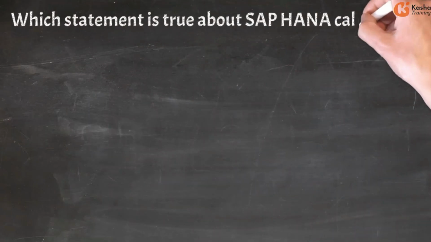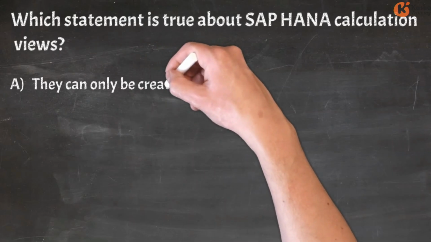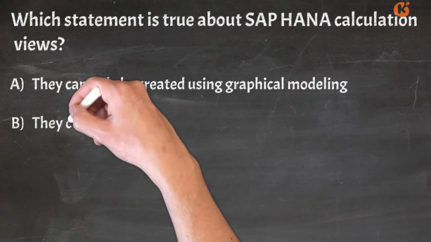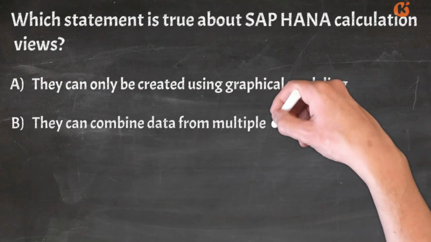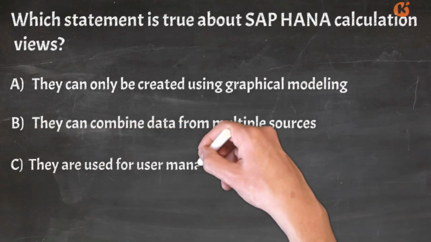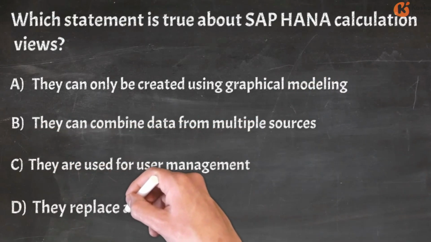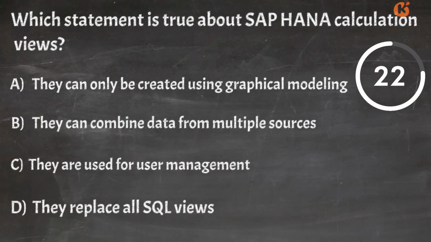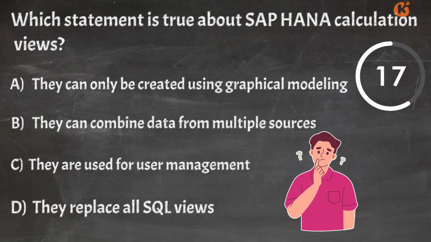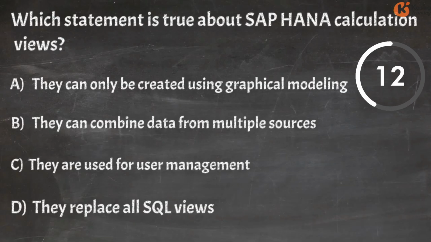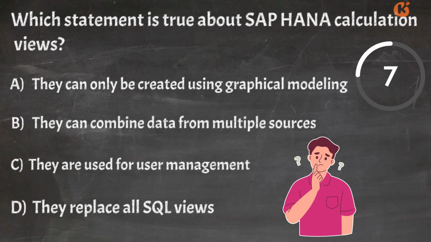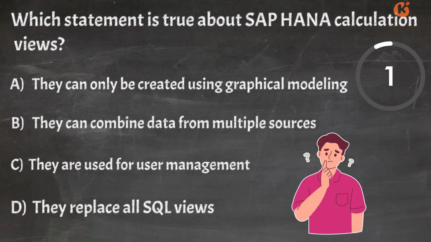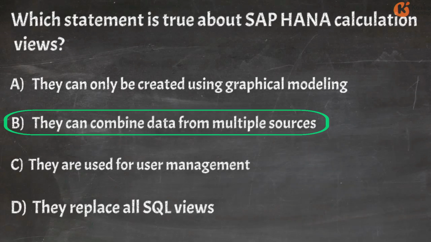Question 12. Which statement is true about SAP HANA calculation views? A. They can only be created using graphical modeling. B. They can combine data from multiple sources. C. They're used for user management. D. They replace all SQL views. Correct answer B. They can combine data from multiple sources.